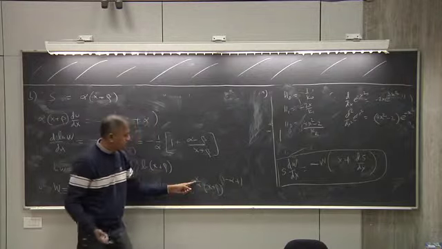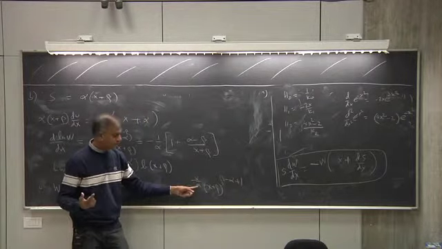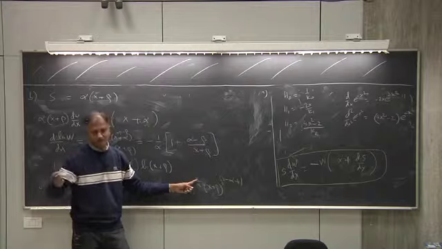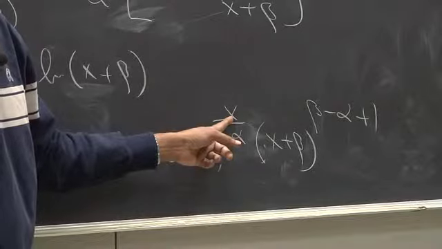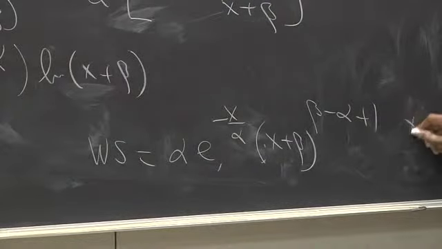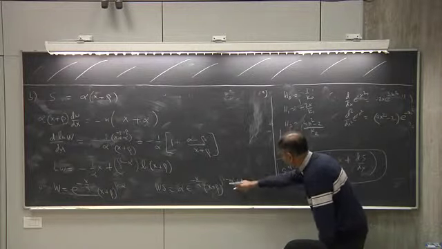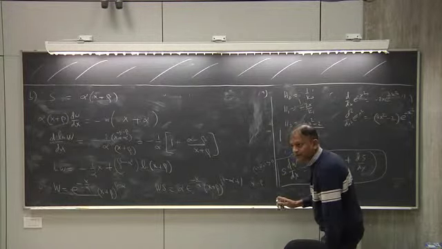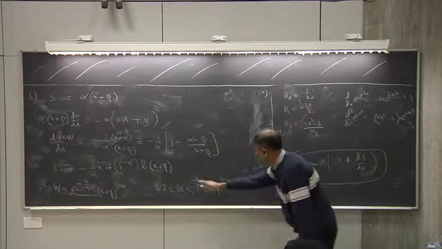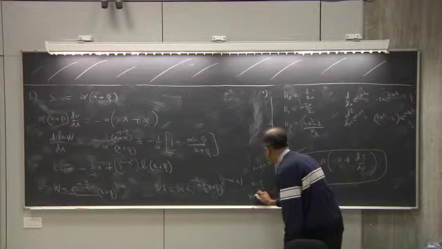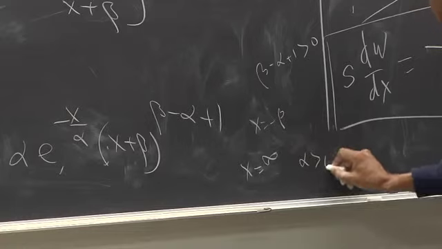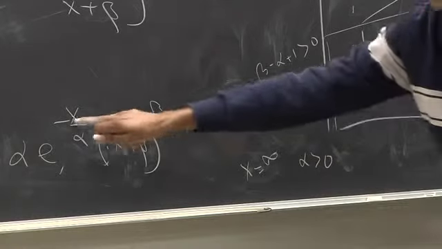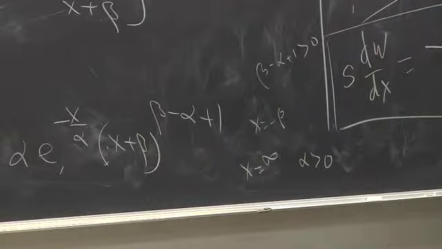The other point: if alpha is positive, then this vanishes at x equal to infinity. So you see there are two places it vanishes. One, at x equal to minus beta, provided beta minus alpha plus 1 is positive. And the other, at infinity, if alpha is positive. If alpha is negative, it will vanish at x equal to minus infinity. But I can just choose alpha positive.